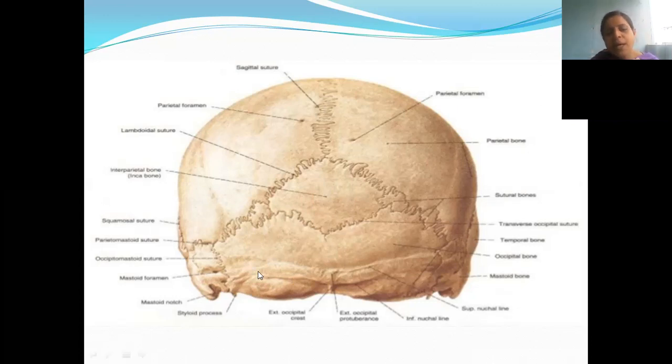So this is completely occipital bone. On the occipital bone you have this external occipital protuberance. This area which is more prominent is the external occipital protuberance. From the external occipital protuberance we have certain lines which are called nuchal lines. So we have the highest nuchal line, and below this highest nuchal line we have superior nuchal line and inferior nuchal line.